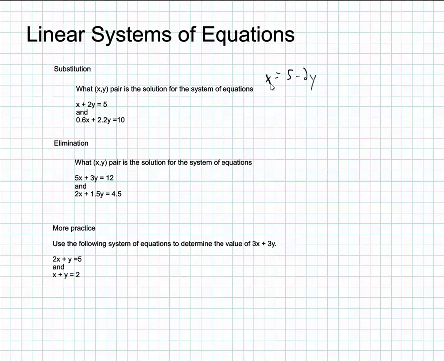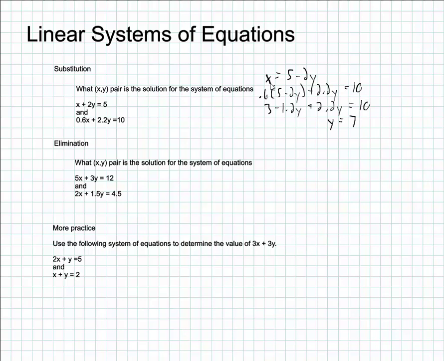From there, we can plug in 5 minus 2y in place of x in the second equation. And that, of course, will give us 0.6 times 5 minus 2y plus 2.2y is equal to 10. Now we can distribute the 0.6, and that'll give us 3 minus 1.2y plus 2.2y is equal to 10. Now let's subtract 3 from both sides, as well as combine the y terms. And that will simply give us y is equal to 7.